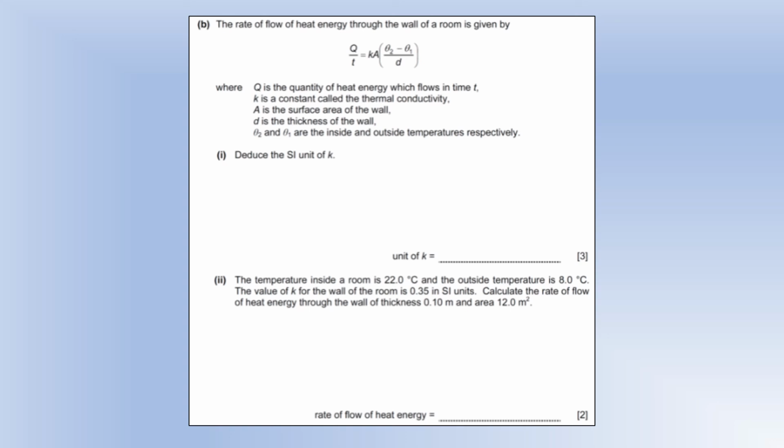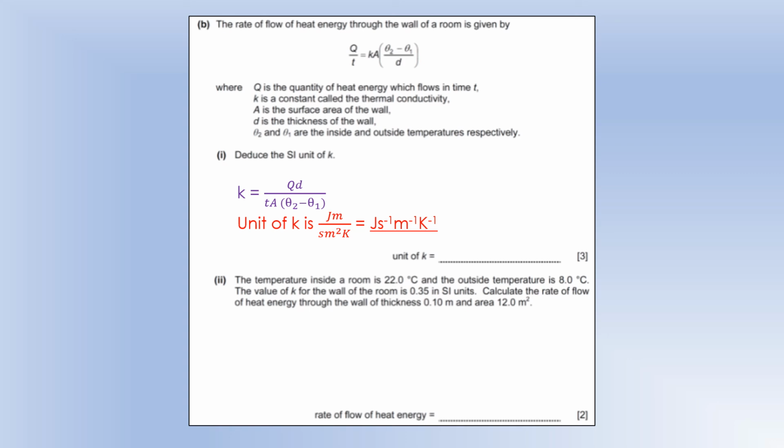So the rate of flow of heat energy through the wall of a room is given by this equation here. So we can see it can be increased by temperature difference, it can be increased by having a bigger area, and it can be decreased by making the wall thicker. All of those things kind of make sense. And then we've got some sort of constant there. So deduce the SI unit of K. So what I'm going to do is rearrange the equation to make K the subject, and then substitute in the units of what we've got, cancel out some meters, and we end up with the unit of K.